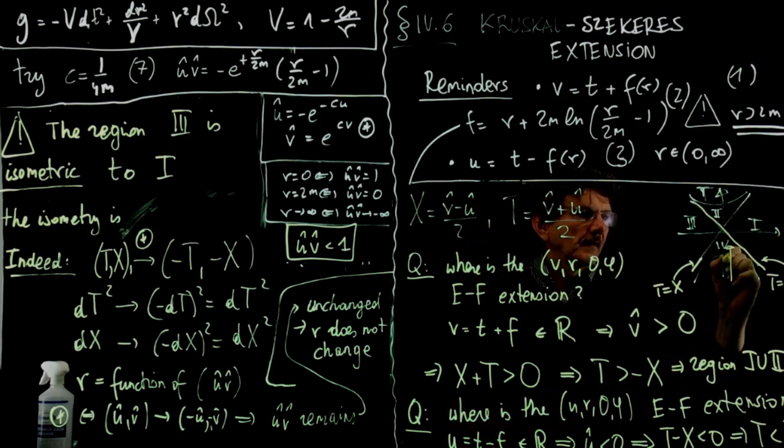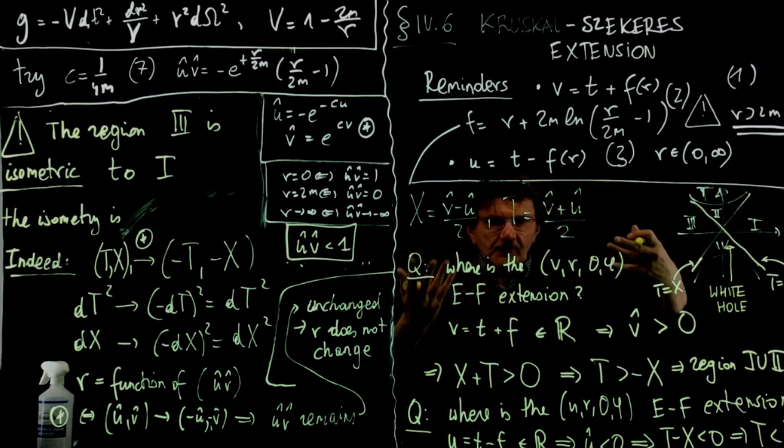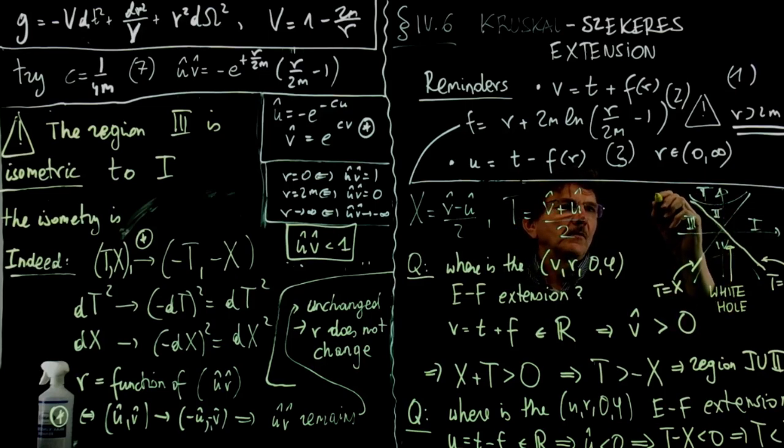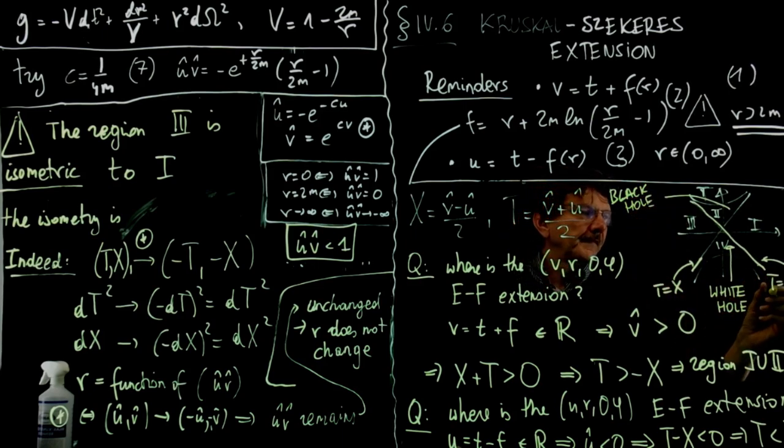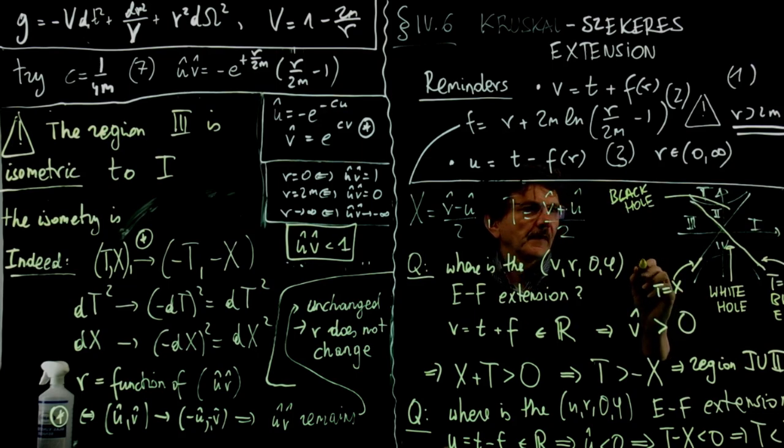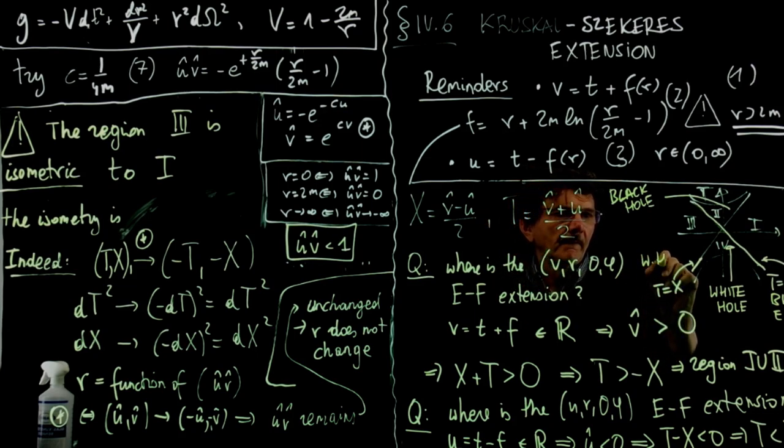The Eddington-Finkelstein extension using the coordinate u produces a white hole and not a black hole. So 2 is a black hole, 4 is a white hole, t equal x is a black hole event horizon, t equal minus x is a white hole event horizon, right? A white hole is the time reverse of a black hole. So here you have a black hole. This is a black hole event horizon, and this is a white hole event horizon.